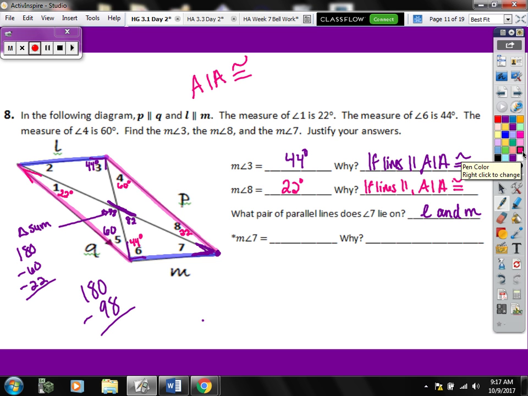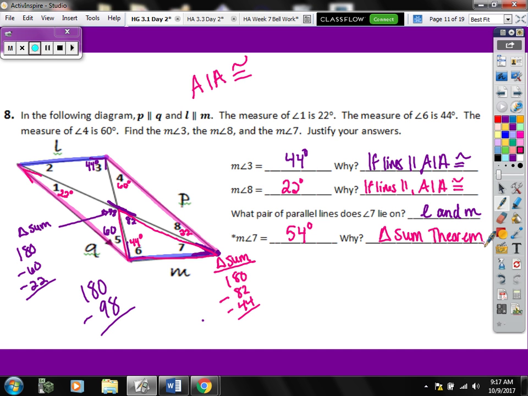Now, we have another triangle down here where we know two of the angles, so we can find the third one. So we'll do triangle sum again. 180 is the total number of degrees that have to be in here, so I subtract the two angles, and that will get me my answer, which should be 54. And the reason here would be the triangle sum theorem.